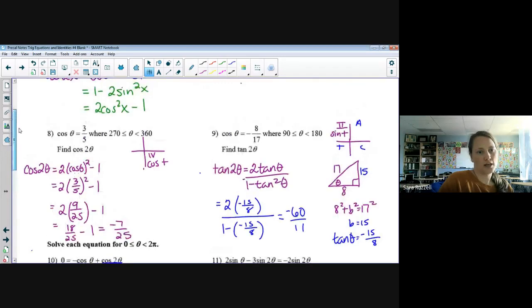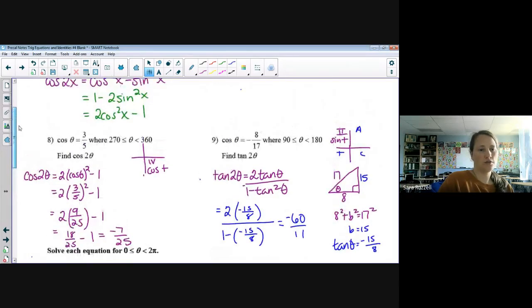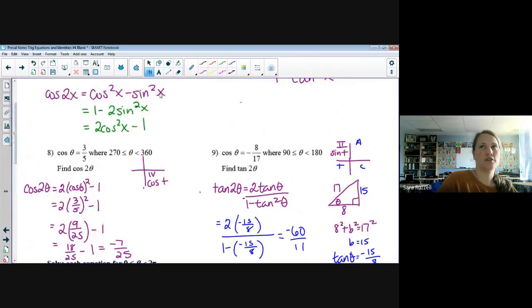Which cosine one do you think we would want to use if our other trig function was cosine theta in the problem? Would we use 1, 2, or 3, do you think? If we have a cosine theta, yeah, we're going to use 3. The reason we're going to use 3 is we don't want to introduce a sine into the problem. Okay, does that make sense?